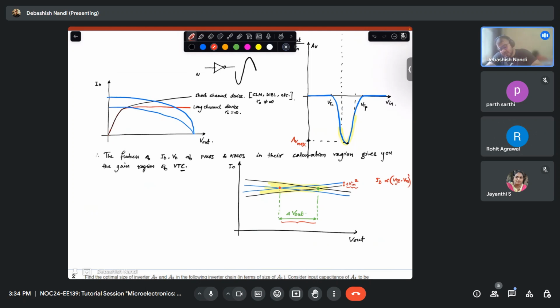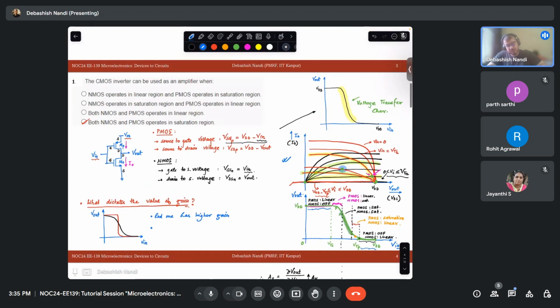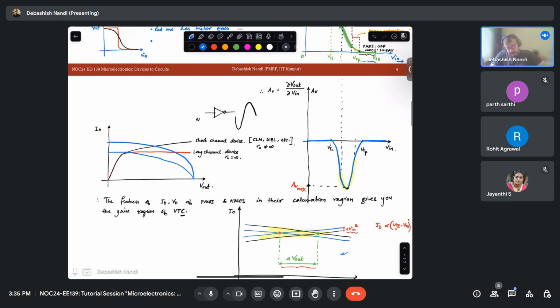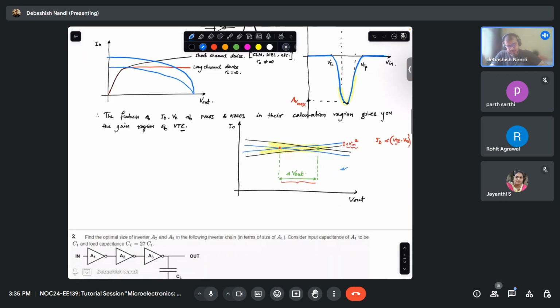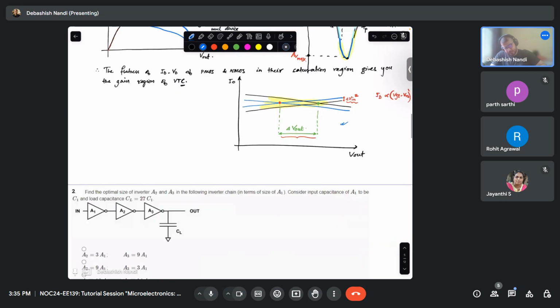If you have understood this and can remember this part, you will never forget that your PMOS and NMOS both are in saturation in the high gain region of the VTC. Why? Because that high gain region comes from the flat portion, and the flat portions are the saturation regions. So this is how you plot your VTC. Fine. Do I need to discuss anything more on this? Okay, I think you got the idea.